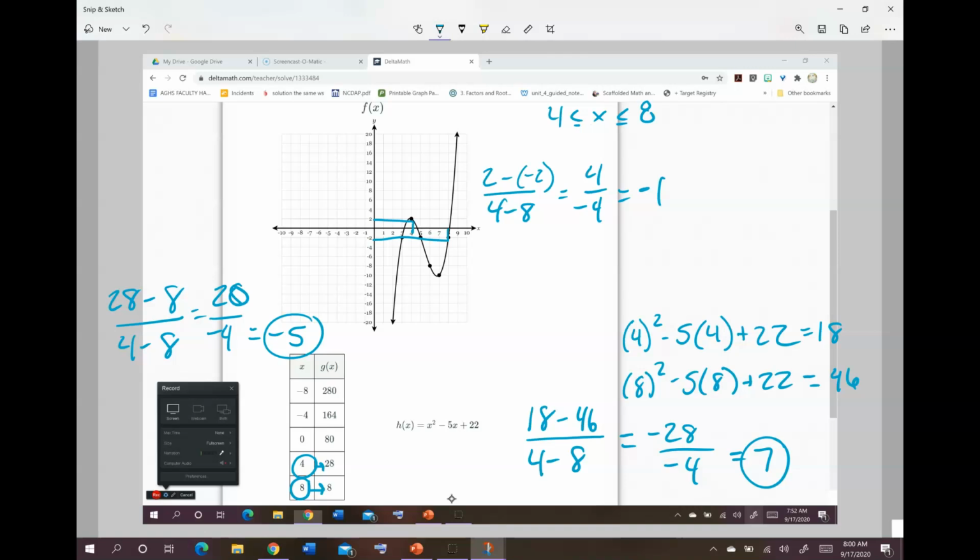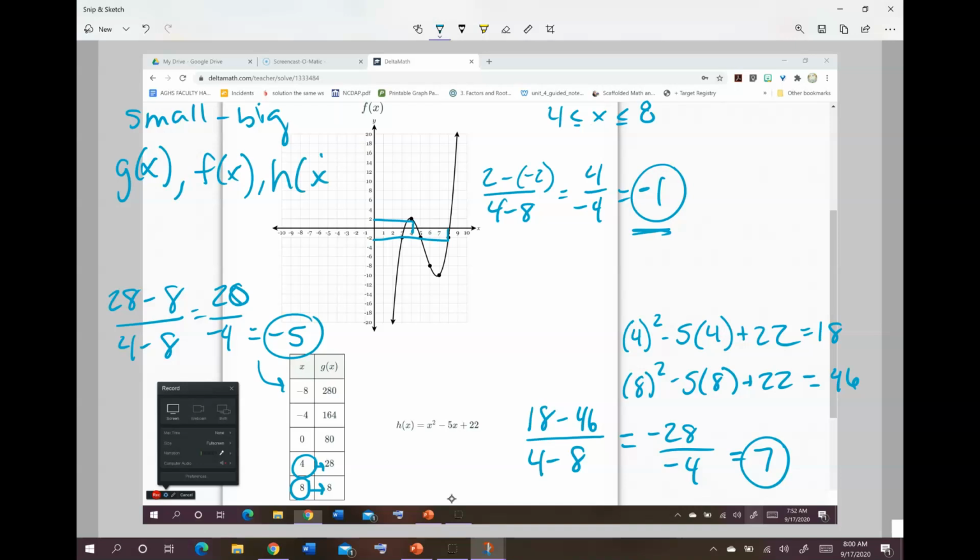So order least to greatest. So yeah, let's do least to greatest. So we're going to do small to big. Okay, that's what we're going to do. So who's the smallest rate of change? Negative 5. Remember, negative numbers are backwards. So my negative 5 is my smallest. So g of x is my smallest. Next is going to be my negative 1, which was my f of x. And then finally, it's going to be my h of x.